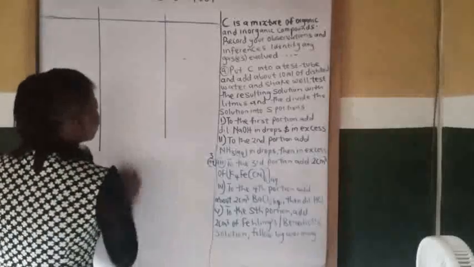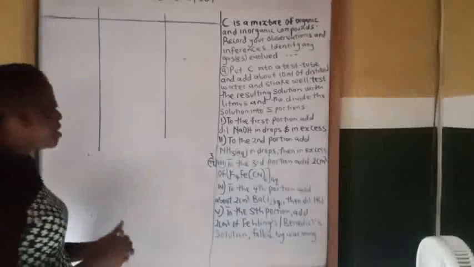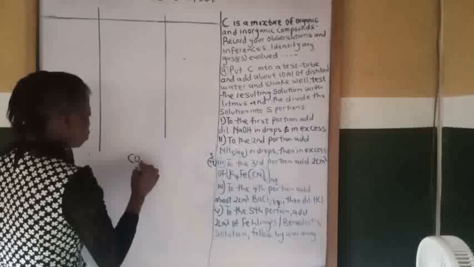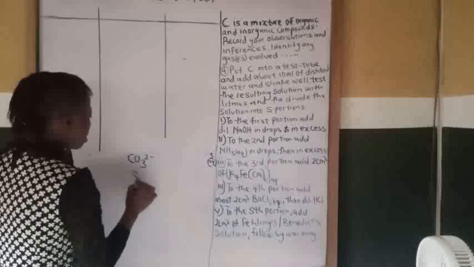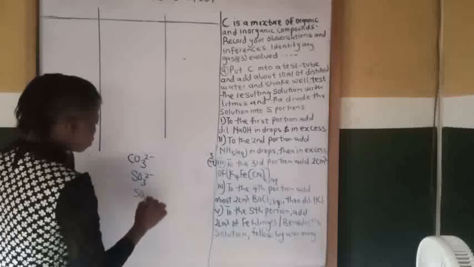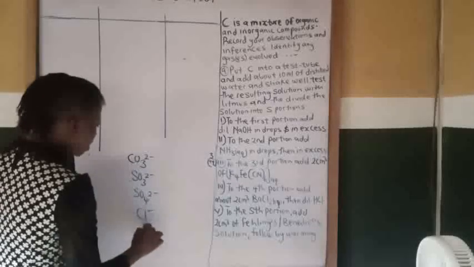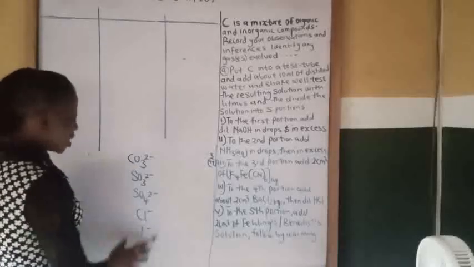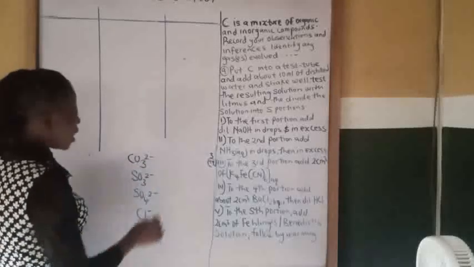So let's briefly talk about the anions. Anions are the negative ions. I'm going to talk about common examples of anions. We have CO3 2-, SO3 2-, SO4 2-, Cl-, then I-. Some of these are under the same category. So let's talk about these four common examples of anions.